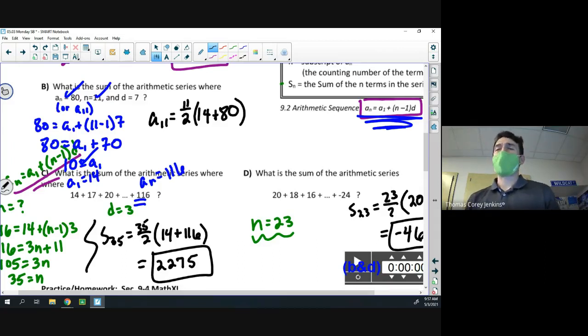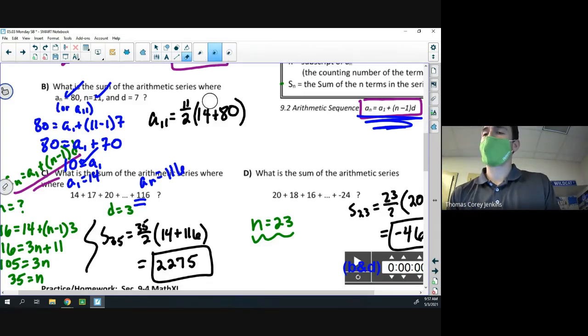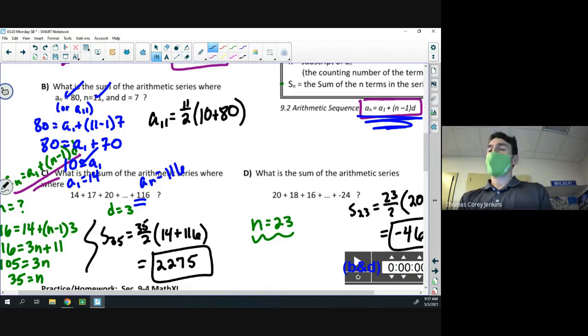I don't know why I put 14. I'm sorry, it's like I was looking at a different example. A sub 1 is 10, so let's try 10 plus 80. Sorry about that. Anyway, that will give you 495.